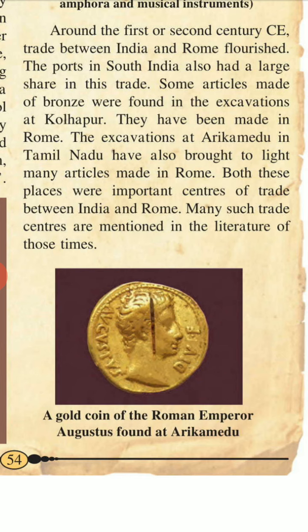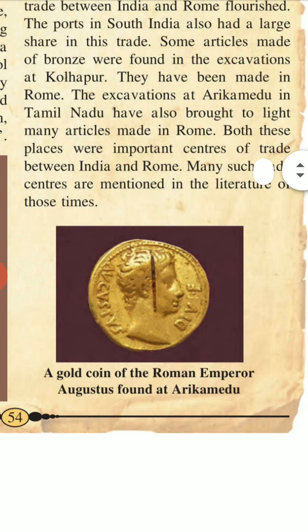Around the 1st or 2nd century CE, trade between India and Rome flourished. The port in South India also had a large share in this trade. Some articles made of bronze were found in excavation at Kolhapur. They have been made in Rome. The excavation at Arikamedu in Tamil Nadu have also brought to light many articles made in Rome. Both these places were important centers of trade between India and Rome. Many such trade centers are mentioned in the literature of those times. A gold coin of Roman Empire Augustus from Arikamedu.